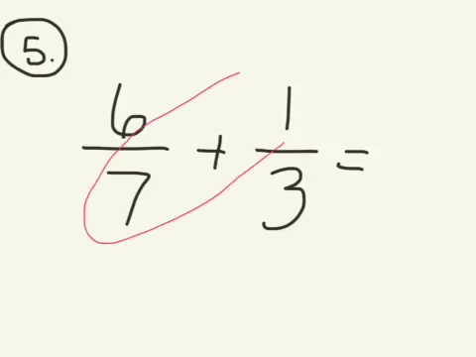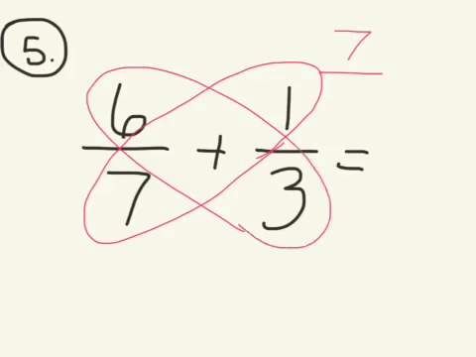So I've got 7 times 1, which is going to give me 7 as my new numerator over here. Got 6 times 3, which is going to give me 18 as my new numerator over here. And if I multiply across the bottom, my new denominator is going to be 7 times 3, which is 21.